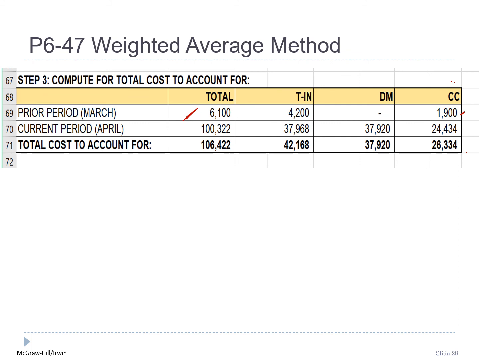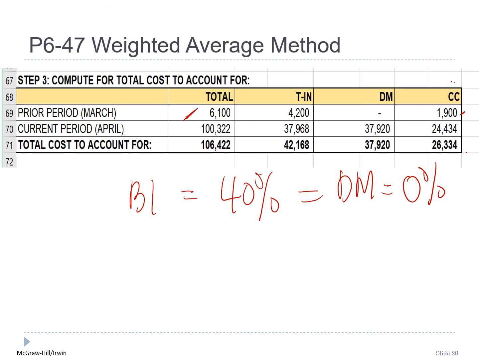Wala sa direct materials. Because according to the problem, the percentage of completion of the beginning inventory for Department B is only 40%. So, yung beginning inventory mo is only 40%. So, ibig sabihin, dahil 40% yan, in terms of direct materials, 0% ang percentage of completion. If that is the case, wala dapat cost. Kaya 0 to. Kasi wala namang in-add na direct materials dyan. So, 0 yan. So, 0 din ang cost. Kaya lahat ng natitira, 6,100 minus 4,200, mapupunta dun sa conversion cost.